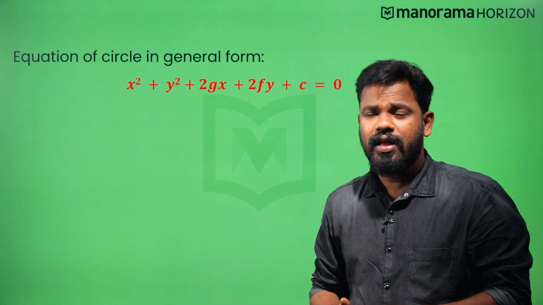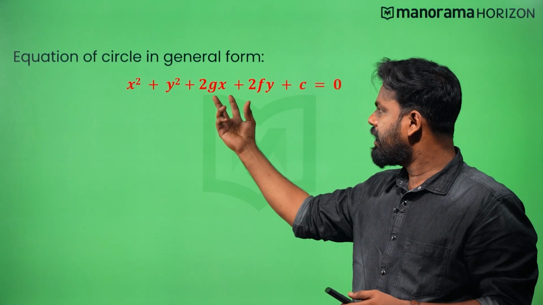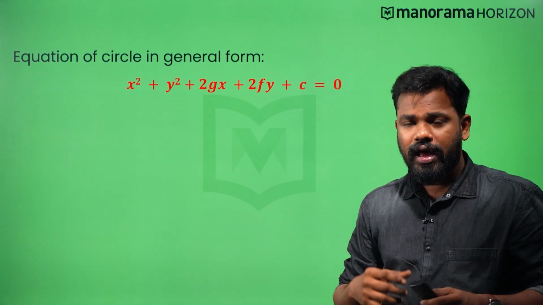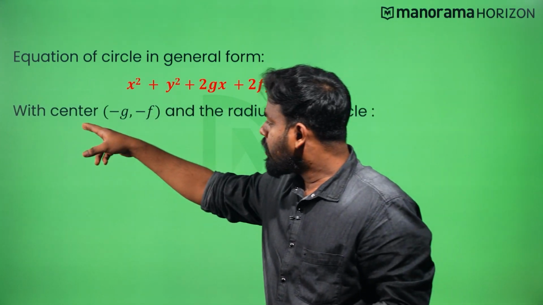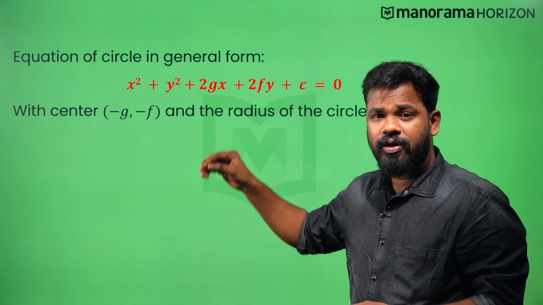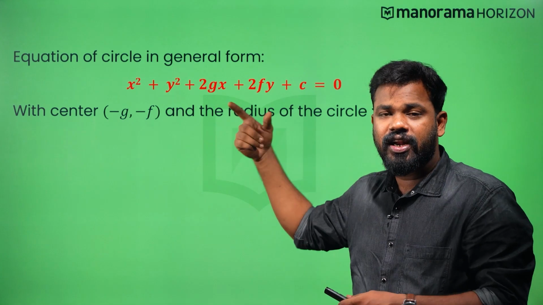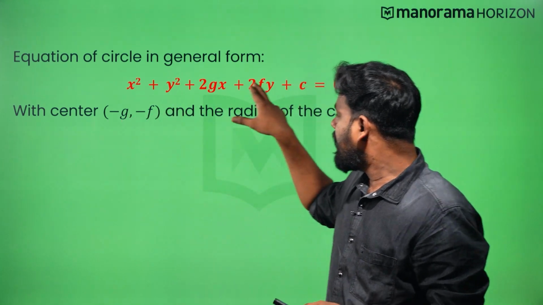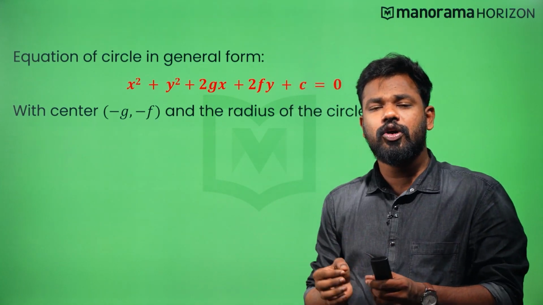Because you will be having the second power of x and the second power of y, as well as a linear x and linear y. And along with that, you will be having another constant. Now, from this, how can you find out what is the center and the radius of the circle? The center is nothing but, from this equation, the negative half of this 2gx. The negative half of 2gx will be minus g, and the negative half of 2fy will be minus f. So the center will be nothing but minus g comma minus f.